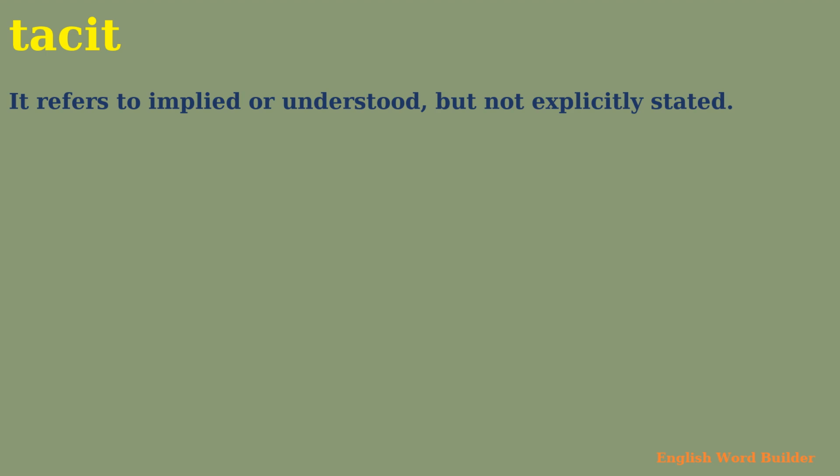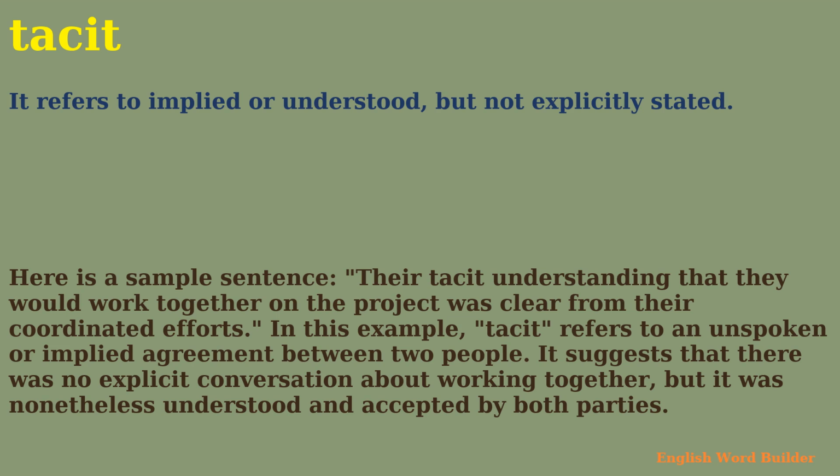Tacit. It refers to implied or understood, but not explicitly stated. Here is a sample sentence. Their tacit understanding that they would work together on the project was clear from their coordinated efforts. In this example, tacit refers to an unspoken or implied agreement between two people. It suggests that there was no explicit conversation about working together, but it was nonetheless understood and accepted by both parties.